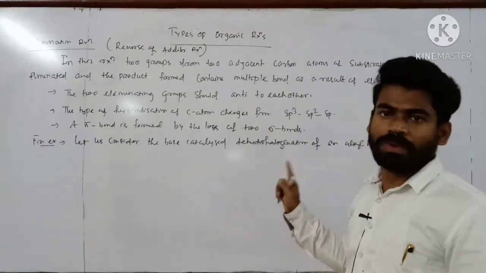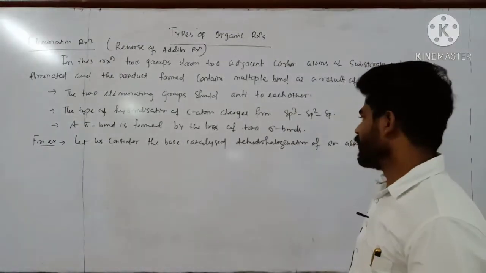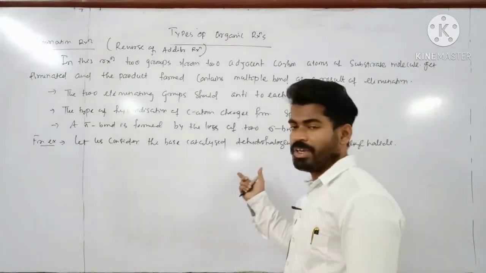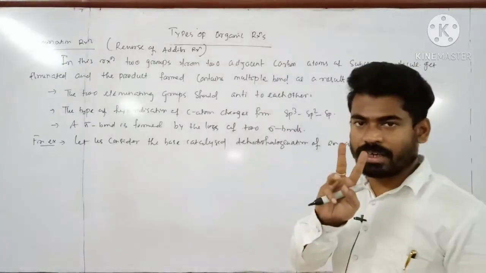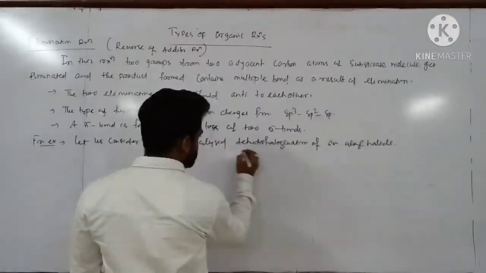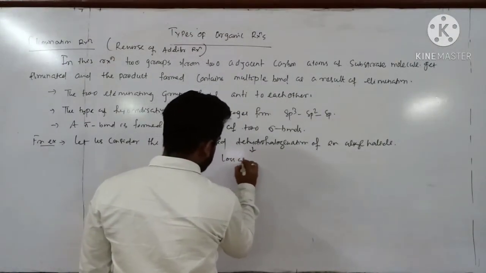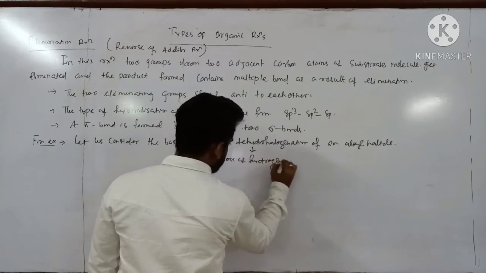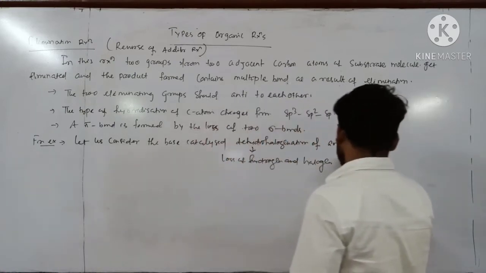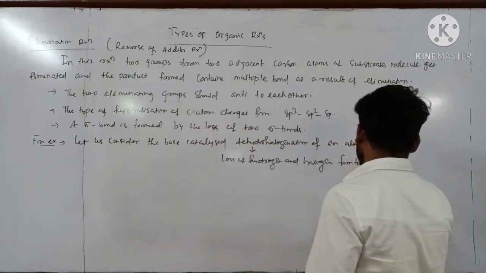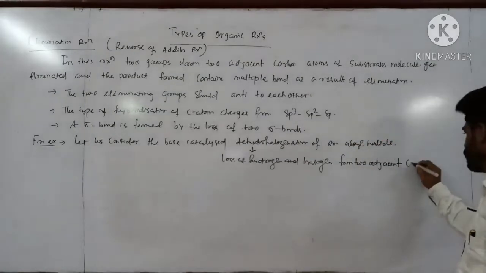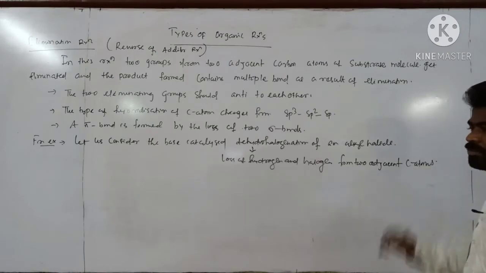Dehydrohalogenation means loss of hydrogen and halogen. So which one gets eliminated? One hydrogen atom and one halogen atom get eliminated. But these two groups should be attached to two adjacent carbon atoms, 1, 2. Clear? So dehydrohalogenation means loss of hydrogen and halogen from two adjacent carbon atoms.